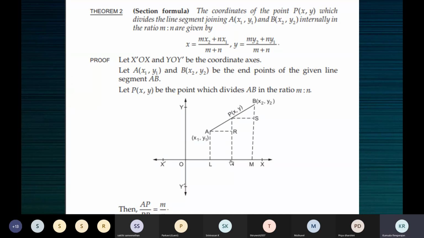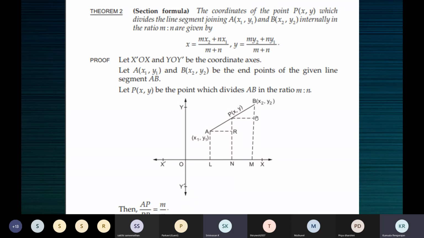PR is equal to PN, that is Y minus RN. RN is nothing but AL, which is Y1. So PR is equal to Y minus Y1. Now tell me, what is BS? BM minus SM. What is SM equal to? PN, ma'am, which is Y. So BS is Y2 minus Y.